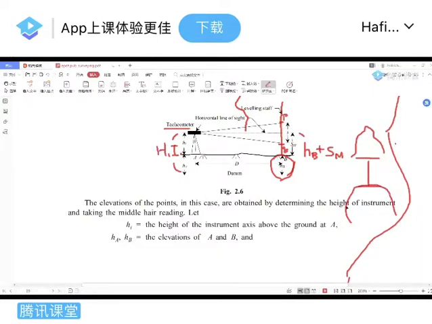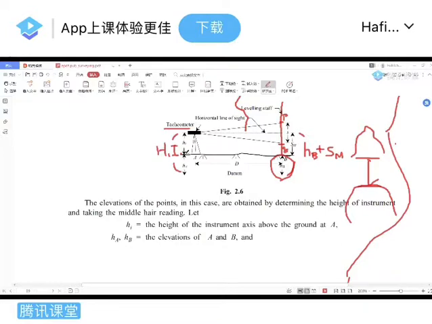This is the sea. There's gravity, and that's the reason it's curved. Short distance is okay; from long distance, you do the correction. We did it already. So this is HB. Now you can get a relation: HB plus SM equals HI plus HA.